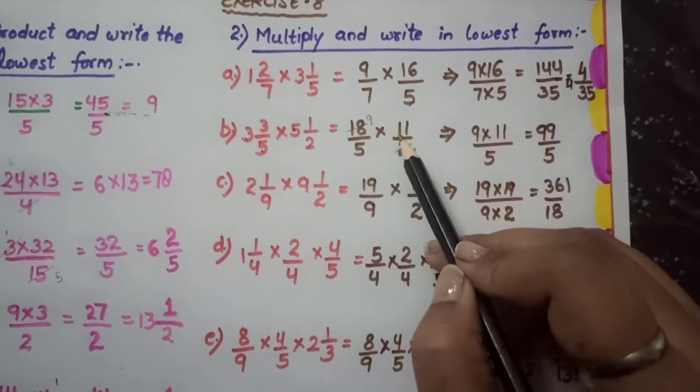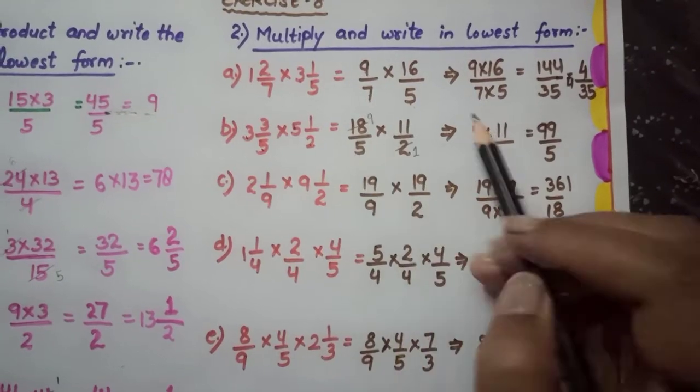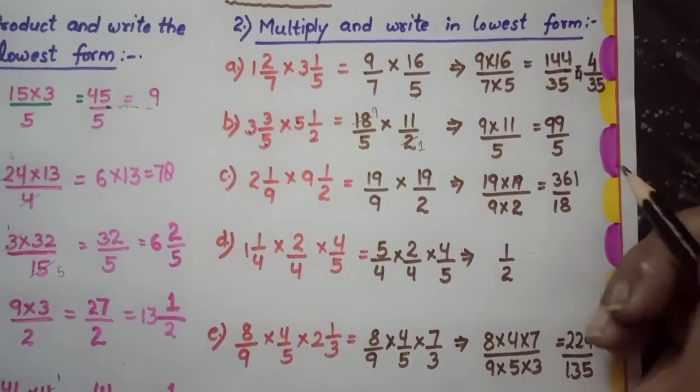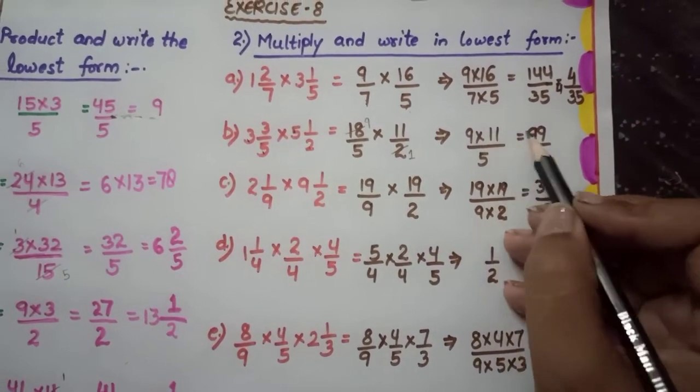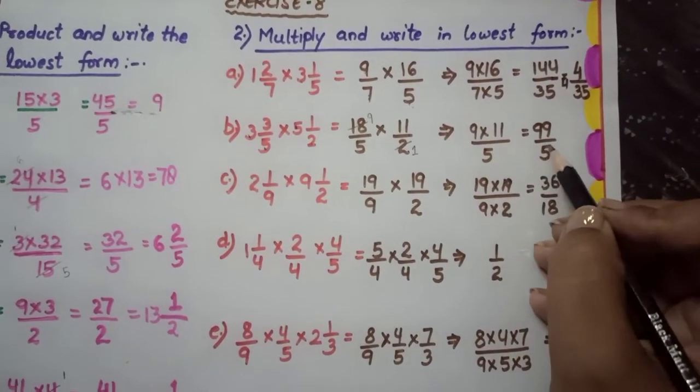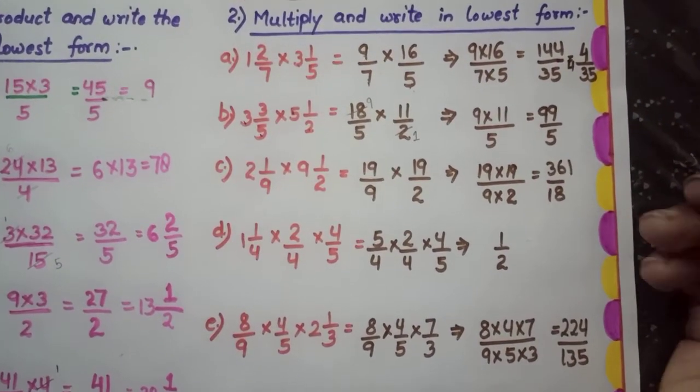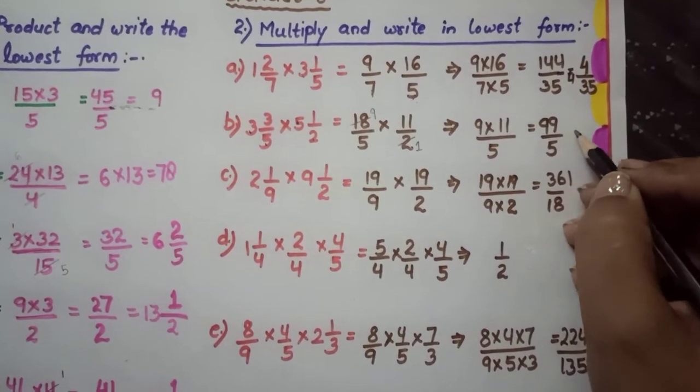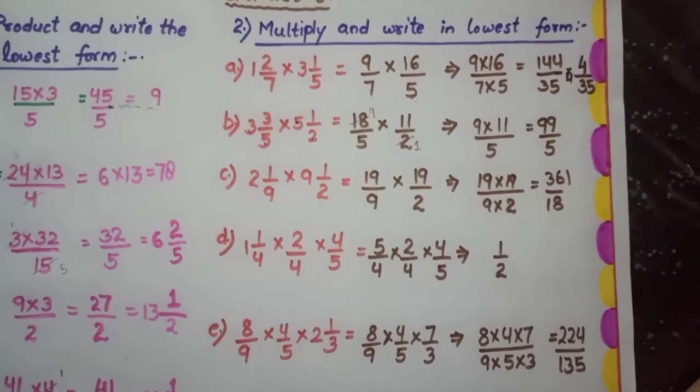Okay, 9 multiplied by 11, and only 5 is left in the denominator. So 9 11s are 99, and only 5 will be there in the denominator. Now what you have to do, just convert it into a mixed fraction.